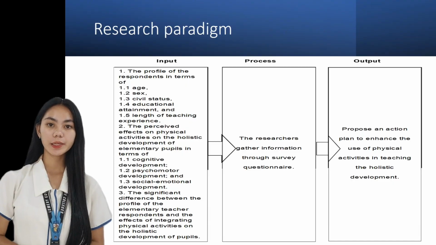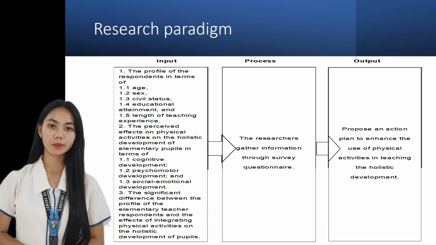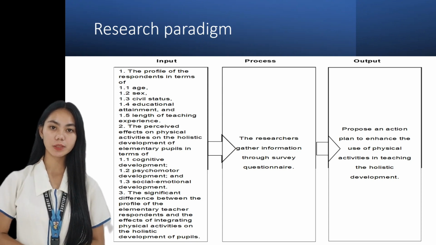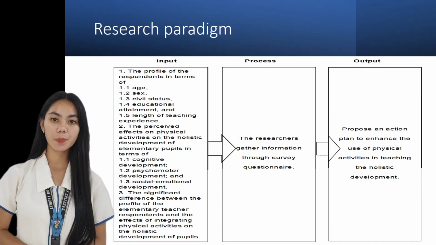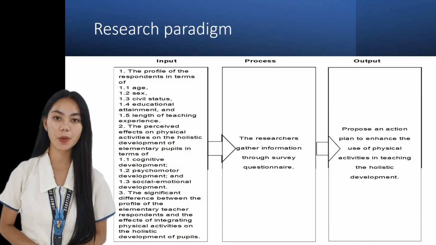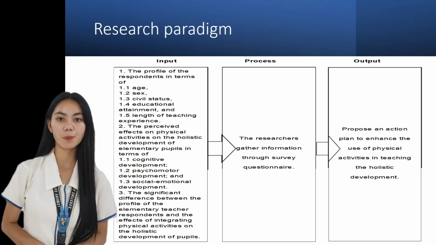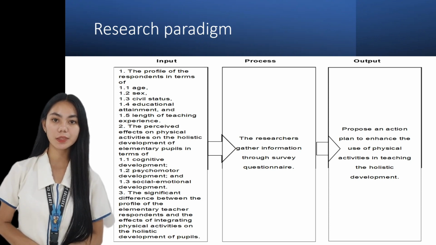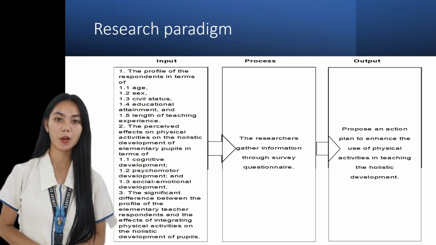Research paradigm. Input 1. What is the teacher's profile in terms of age, sex, civil status, educational attainment, and length of teaching experience? Before we conduct a survey, we need to know the profile of our respondents. Demographic information allows us to better understand certain background characteristics of an audience, whether it's their age, race, ethnicity, etc. What are the perceived effects of physical activities on the holistic development of elementary pupils in terms of cognitive development, psychomotor development, and social emotional development?